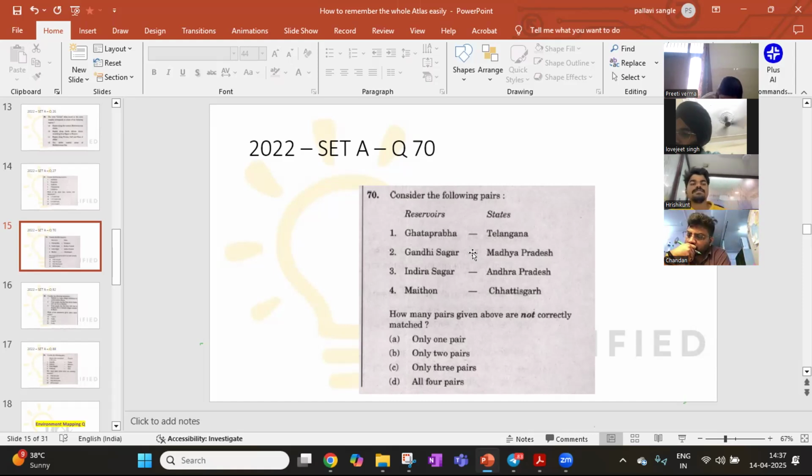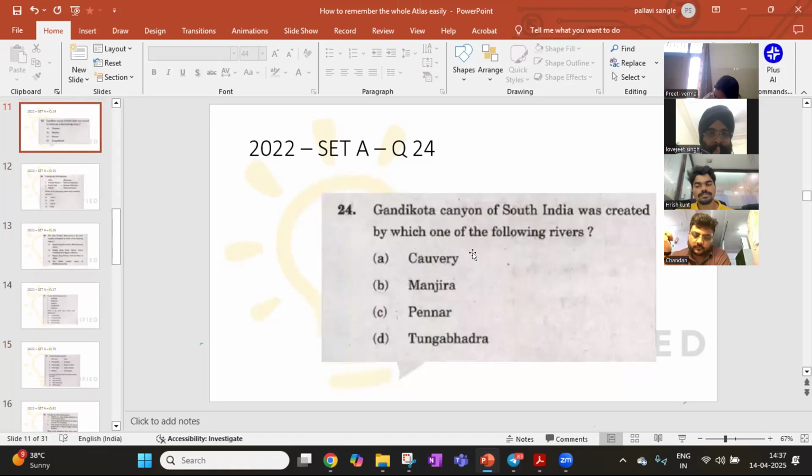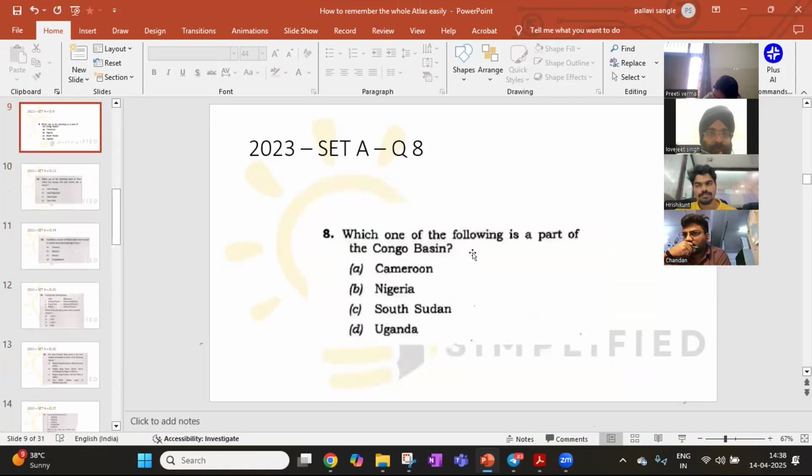You will find so many lakes in the detailed map. This is just the overall picture. But this one map is so powerful that there are so many questions in the PYQ from this alone. This reservoir question we saw. Then we have this Namcha Barwa, Nanda Devi question, and another question that can be solved with some logic from this map only.